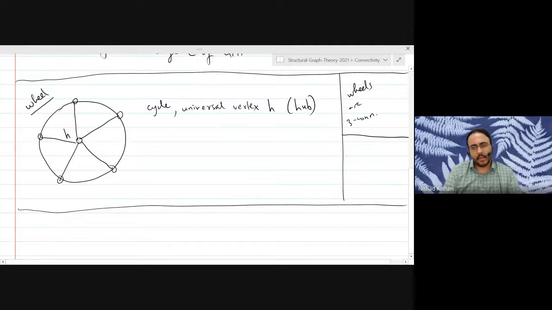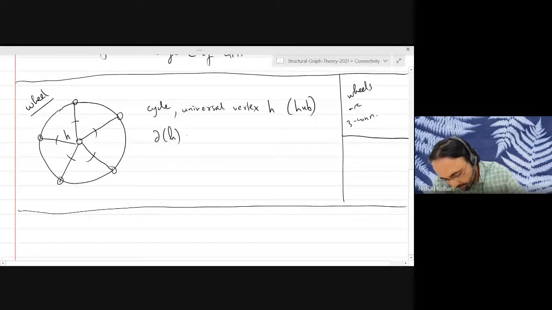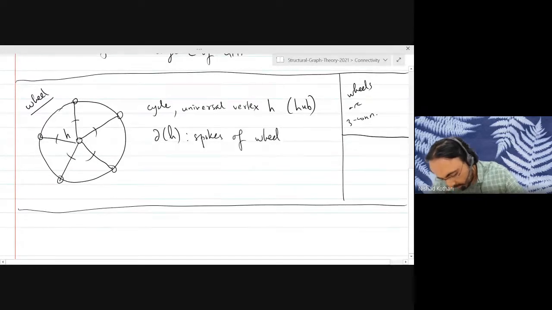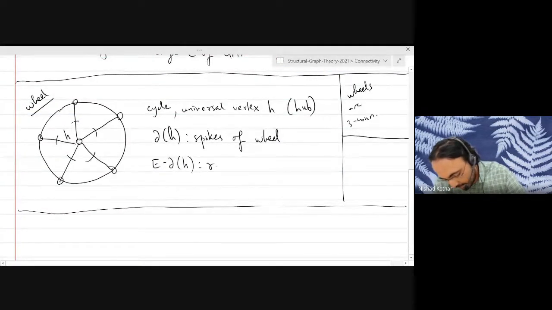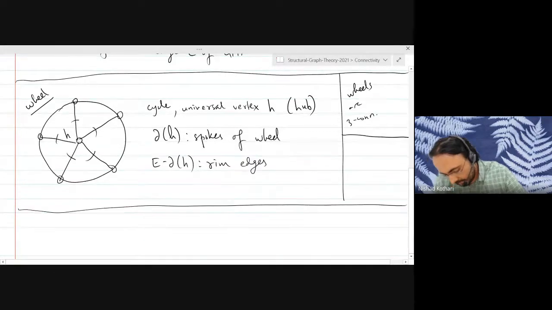Okay. So wheels are 3 connected. So you can apply Thomason's theorem, and you will find some edge you can contract and get a smaller 3 connected graph. These edges, partial H, are generally called the spokes of the wheel, and the other edges, E minus partial H, are called the rim edges.